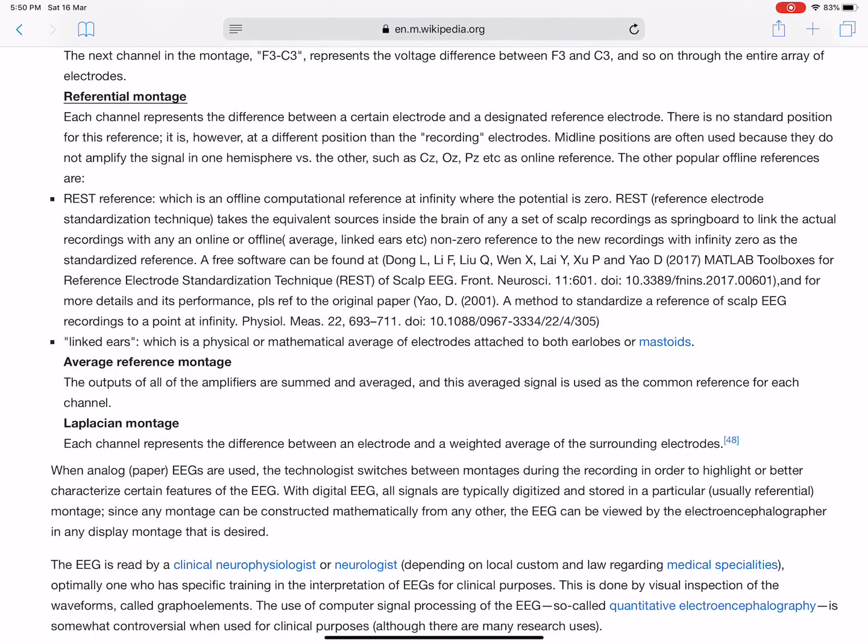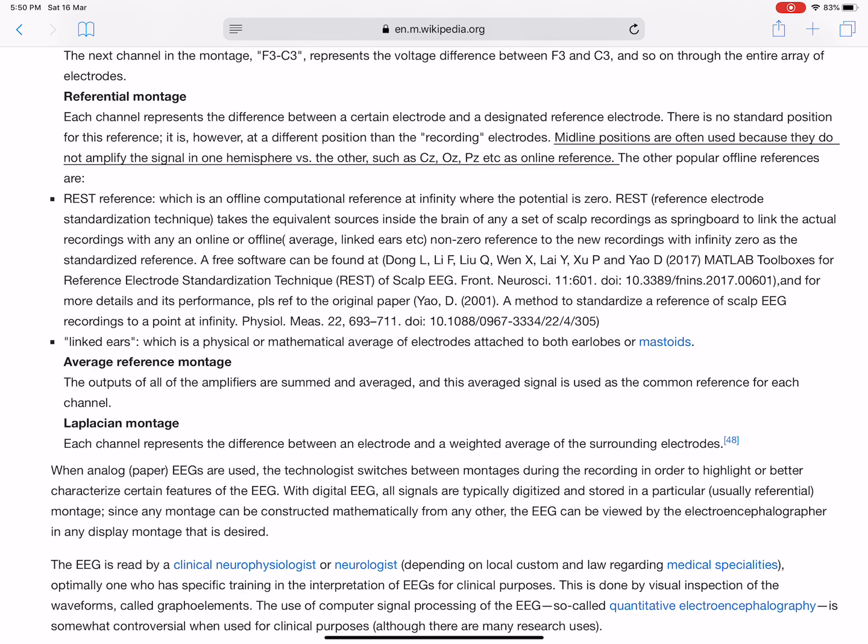Referential montage. Each channel represents the difference between a certain electrode and a designated reference electrode. There is no standard position for this reference. It is, however, at a different position than the recording electrodes. Midline positions are often used because they do not amplify the signal in one hemisphere versus the other, such as Cz, Oz, Pz etc. as online reference.